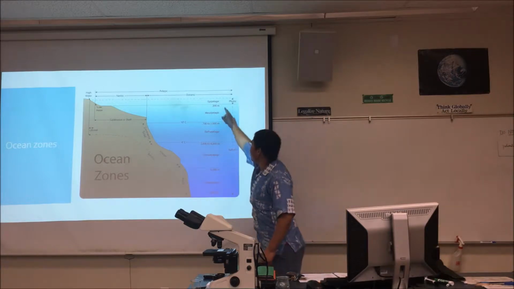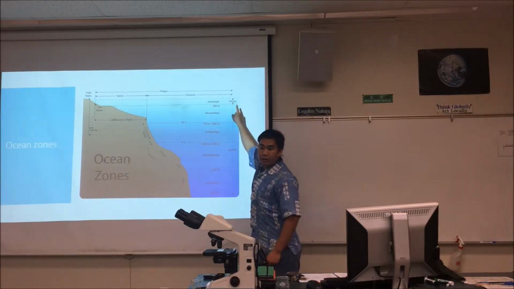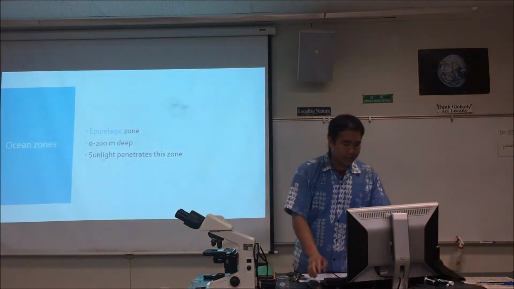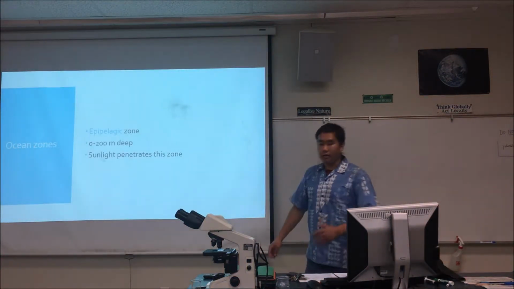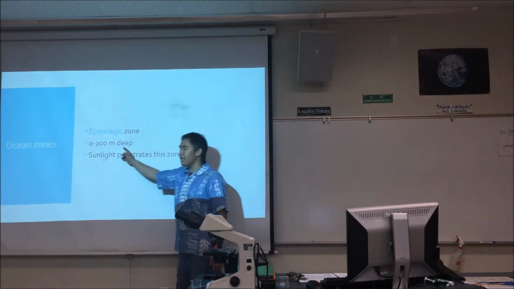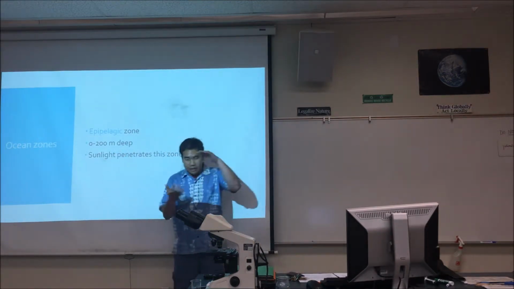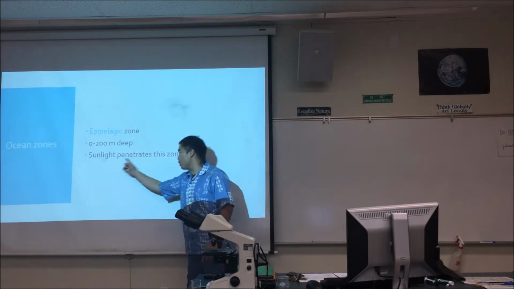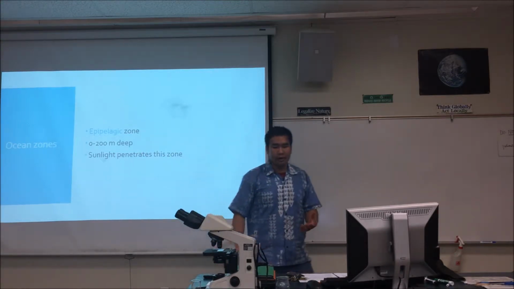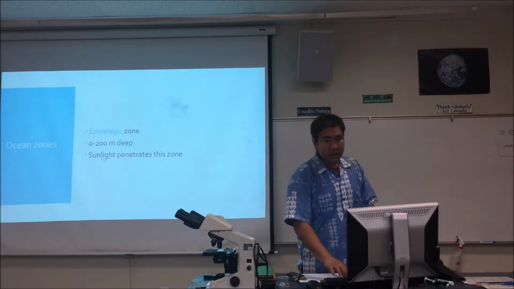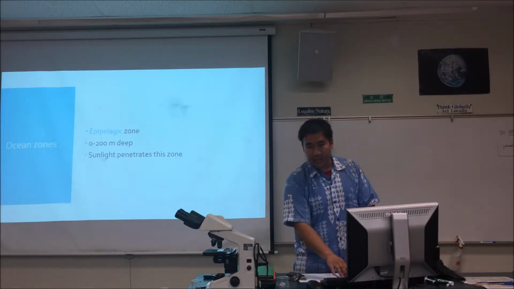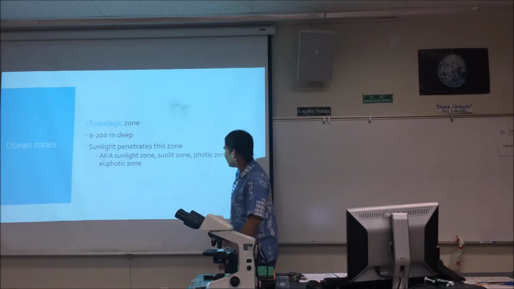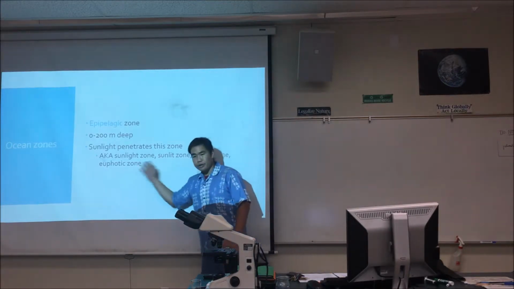Why? Because it's also known as the photic zone. What do you think that means? Light. It has light, exactly. So the epipelagic zone goes down to 200 meters deep, and it's just that shallow. The rest of them are much bigger, right? It's only that shallow because we're only concerned with the part that sunlight penetrates, right? So sunlight can reach this area, enough sunlight that you can do photosynthesis, that's the important part, and therefore we also call it the sunlight zone, the sunlit zone, the photic zone, the euphotic zone, right?